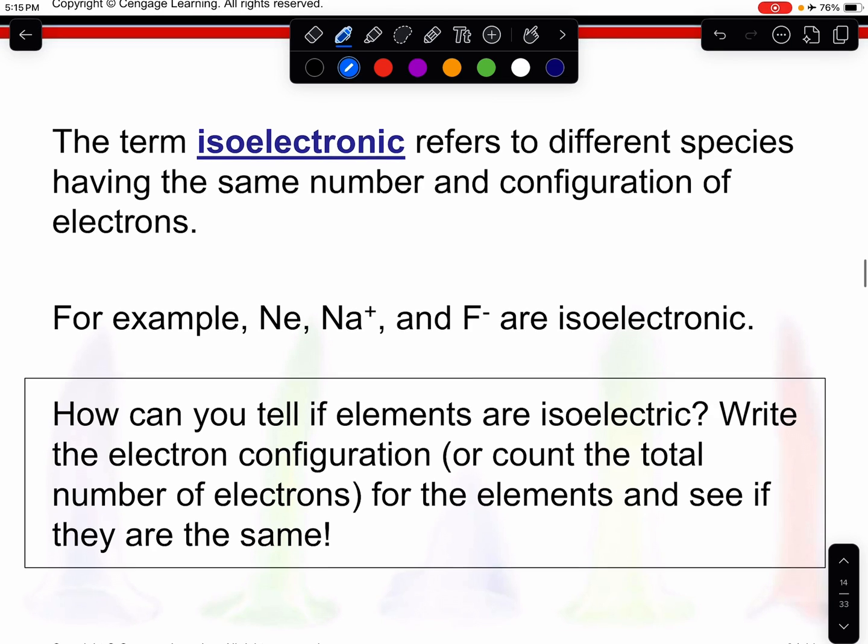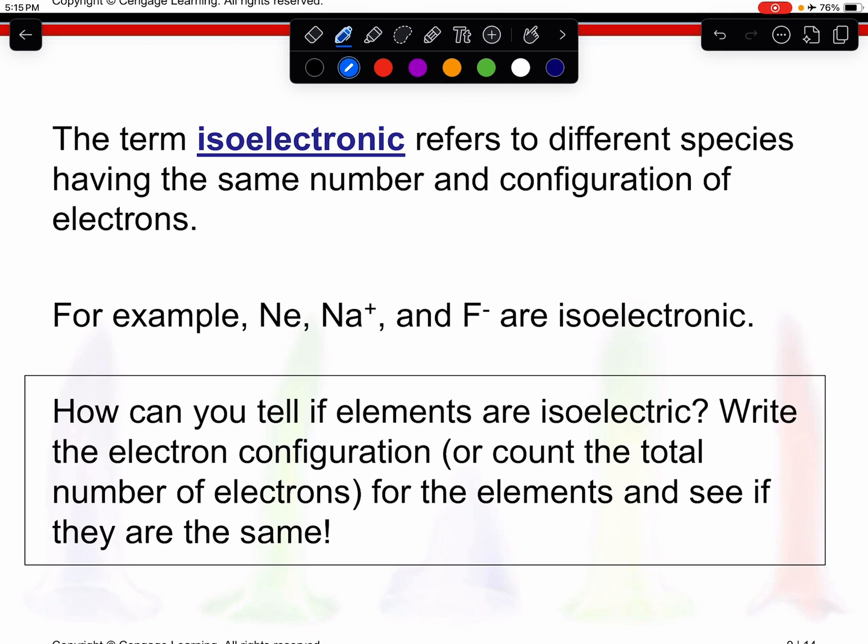Now, the term isoelectronic refers to different species, which is just another fancy way of saying atoms, having the same number and electron configuration as each other. So if you were to look on a periodic table, and hopefully you have one near you, look at neon's electron configuration. It would be the same as sodium with a +1 charge, because sodium loses an electron. And when it loses an electron, the number of electrons it has matches the number that neon has. And then same for fluorine. Fluorine that has gained an electron has the same number of total electrons as neon.